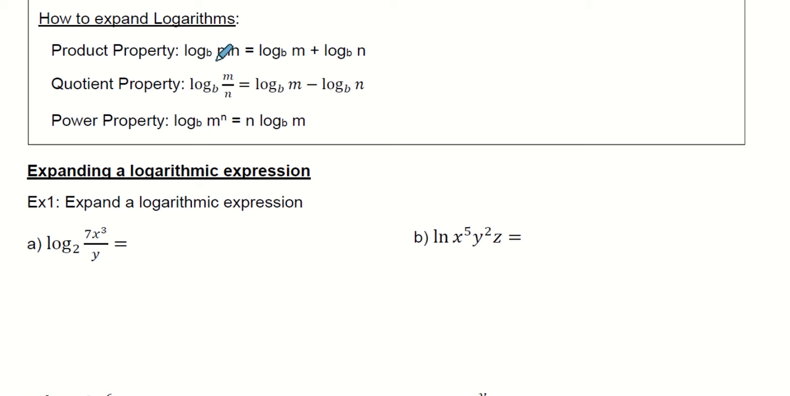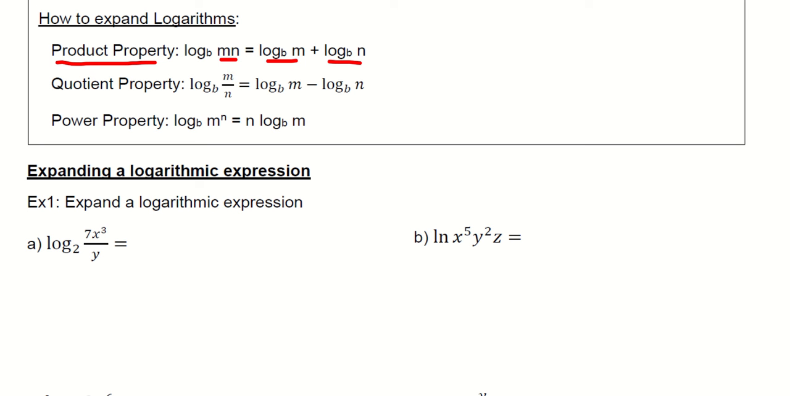So just to recap, yesterday we talked about the product property, which says if two things are multiplying in the argument, we can separate that into two distinct logs where we add the logs together. So if we have m times n in the argument here, we can separate that to log base b of m plus log base b of n. In other words, multiplication inside becomes addition outside.